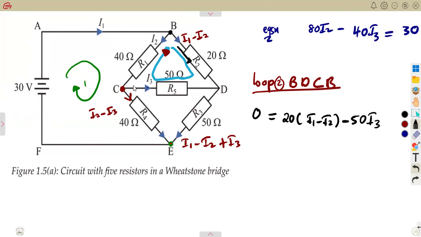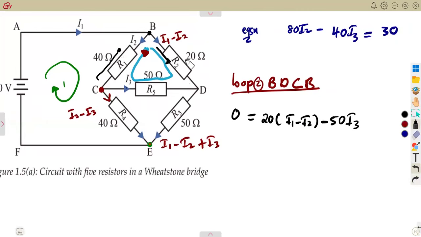Then we move on from C to B. As we are moving in this direction, the current is opposing the movement. The current is going this side as we're going the other way. So that is going to be a negative. You're opposing, so that's a negative again. So you're going to obtain minus 40 times the current there, which is I2. That's how we formed an equation.